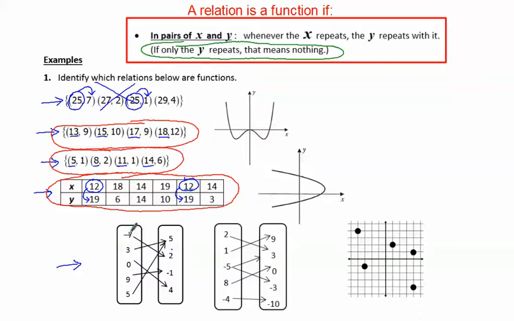And the way to spot an x that repeats would be an x value. These are the input, the x. Any x value that has more than one arrow coming out of it, that would be an x value that repeats.